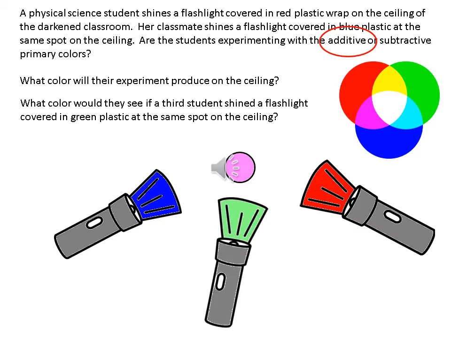What color would they see if a third student shined a flashlight covered in green plastic at the same spot on the ceiling? So now we're shining blue and red and green, and we can see when the three of them mix, we end up with white light.